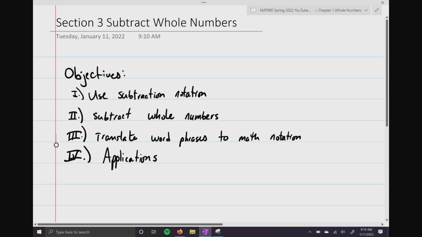Hello, and welcome to section 3, which is called Subtracting Whole Numbers. And just like the previous sections, we have some learning objectives. So first, we're just going to look at subtraction notation, just how do we set up a subtraction problem. Then I'm going to show you the techniques that we use to subtract whole numbers. And then finally, with the last two, we're going to look at translating word phrases into math notation and then solving and simplifying applications.